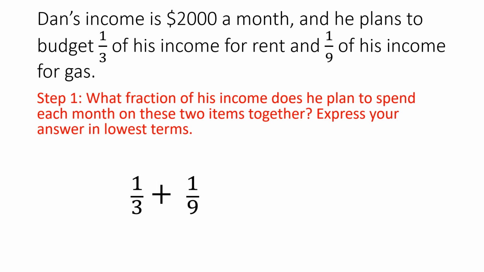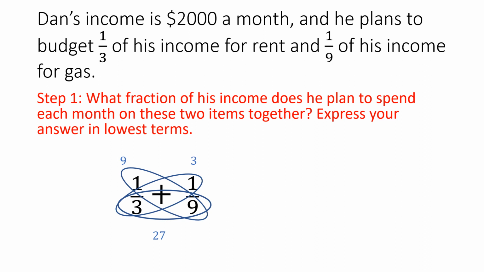Now, unfortunately, we can't just do straight addition here. We do need a common denominator, and I showed you how to do this in a previous video, so I'm going to use that same method in this example. You start by multiplying across the diagonal. I'm going to do 1 times 9 first, and that gives me 9. Then 1 times 3, and that gives me 3. Then I multiply the two denominators, 3 and 9, which gives me 27.